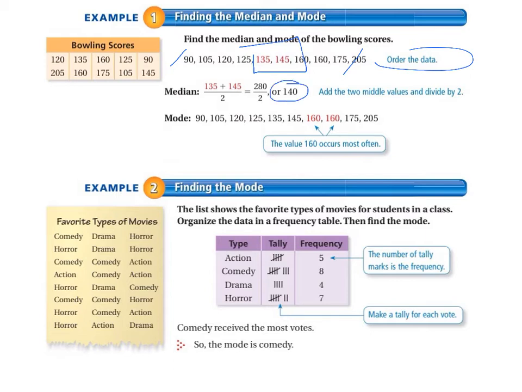The mode is the number that occurs the most often. So if we look at our data, we see that 160 occurs the most often. So the mode is 160.